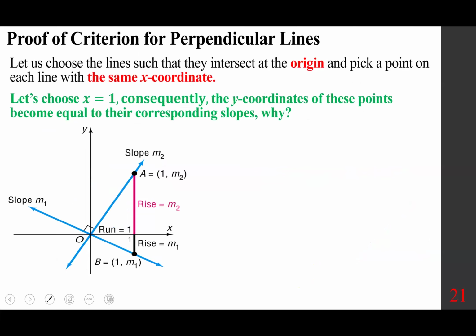A quick proof of that. Okay, let us choose the lines such that they intersect at the origin. We do it on purpose. And pick a point on each line with the same x coordinate. So if I draw a vertical line, this point and this point must have the same x coordinate. I hope you recognize that.